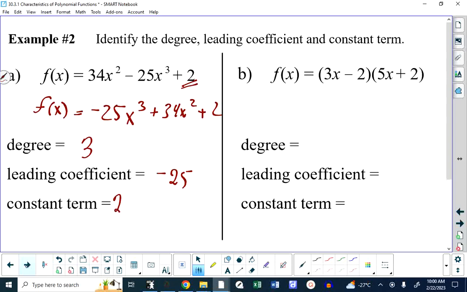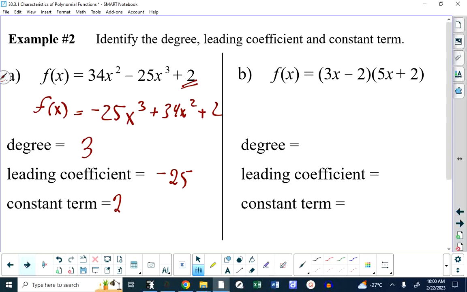And I was going to mention this earlier, but I said the constant term is the term that's always the same. If there is no constant term, then the constant term is 0. You could always write plus 0 at the end.